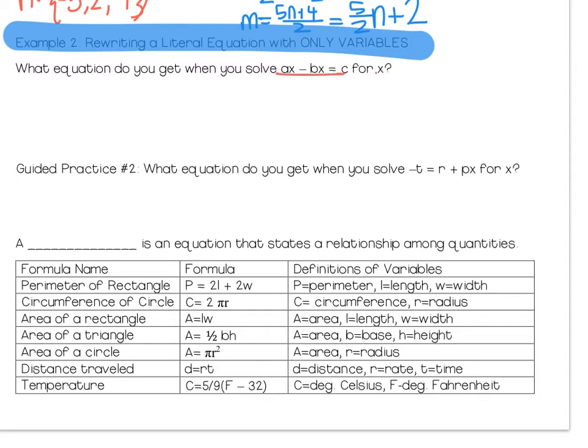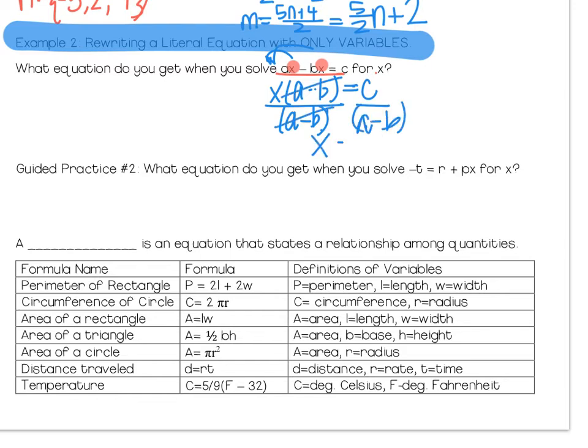So what I notice here is that I have x in 2 different spots, and it's multiplied by both of those terms. So what I'm actually going to do is, x has been distributed across the a minus b. So I'm actually going to undo that and pull the x back out front equals c. Now to get x by itself, I just divide by what we're multiplying it by. So we're going to divide it by a minus b. Whatever I do to one side, I have to do to the other. And I get x equals c over a minus b.